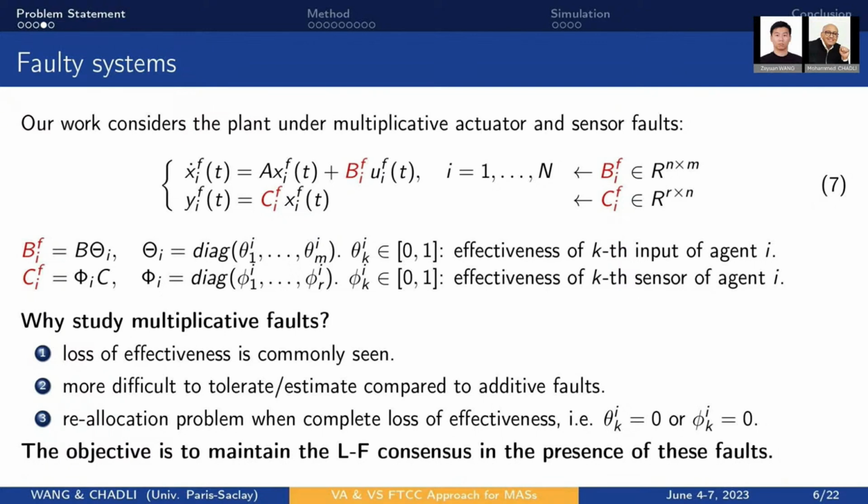So this is how we model the fault. When we study the multiplicative fault, the first is the loss of effectiveness, which is usual and common in the fault scenario. It means the actuator or the sensor can only perform a part of the function or a part of the efficacy compared to the normal actuator or sensor, and they are more difficult to handle compared to the additive faults. Besides, when we have zero effectiveness, there is a problem of reallocation. And don't forget that we have also applied the event-triggered communication mechanism, so this is a big challenge in consensus control.